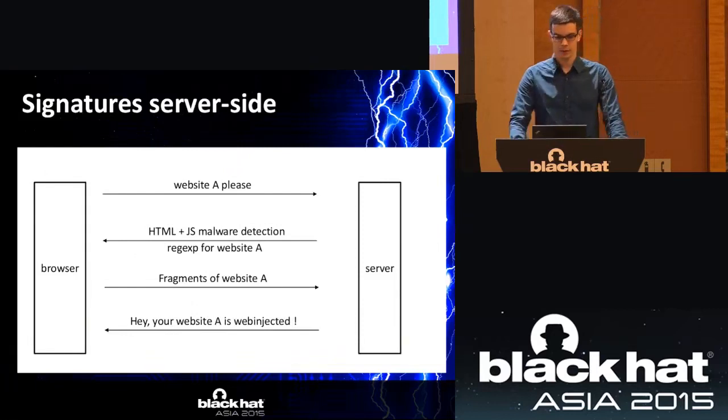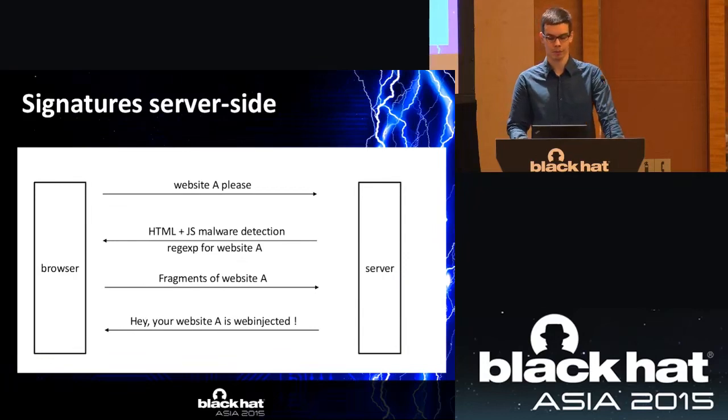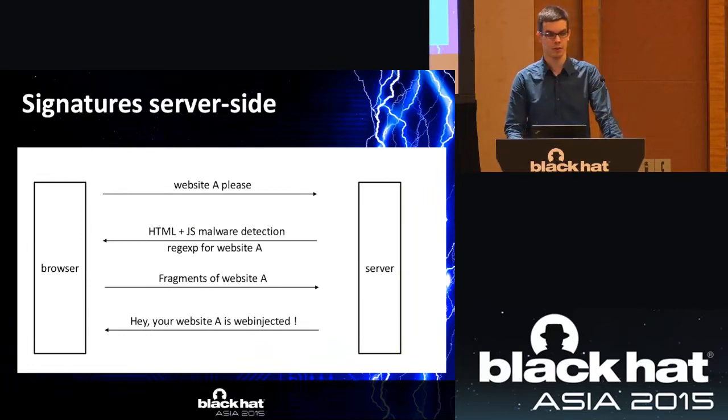Okay, so let's talk about signatures. There we spotted two ways of doing signature checks. The first scheme is like this. A user navigates to some site. He gets all the HTML, CSS, and JavaScript related to that site, and in there is the logic of the anti-malware solution.